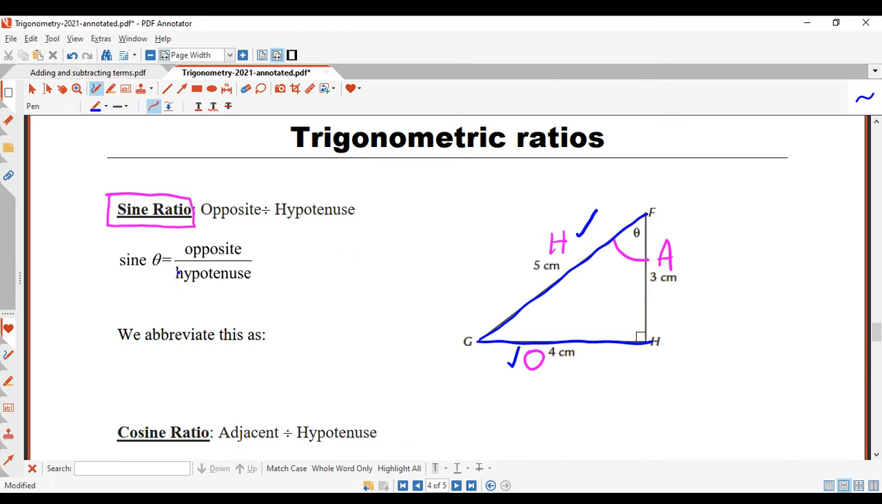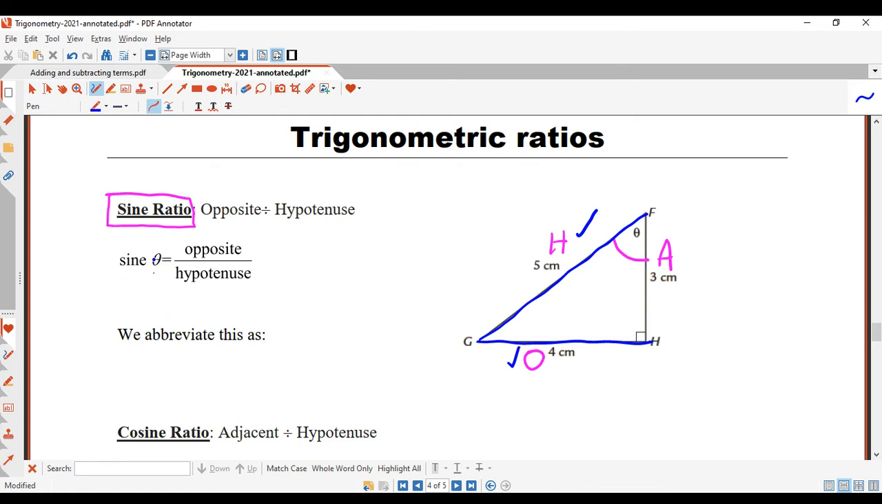And this is how we write it down. We write down sine theta equals opposite divided by hypotenuse. Now, we have to put the theta there. You can't just write down the word sine because you need to specify which angle in the triangle you're referring to, because the opposite side is the side opposite to the given angle, the marked angle. So you have to specify the angle. You can't just write down sine.